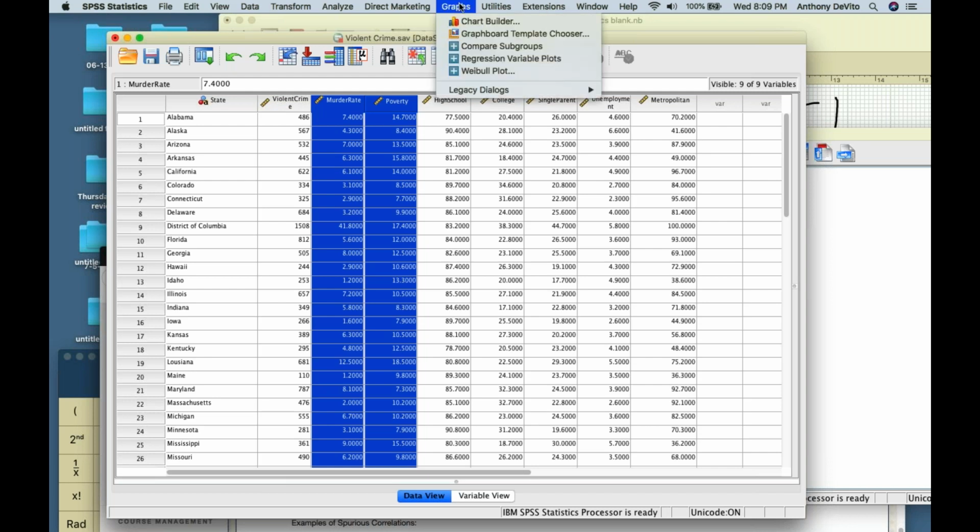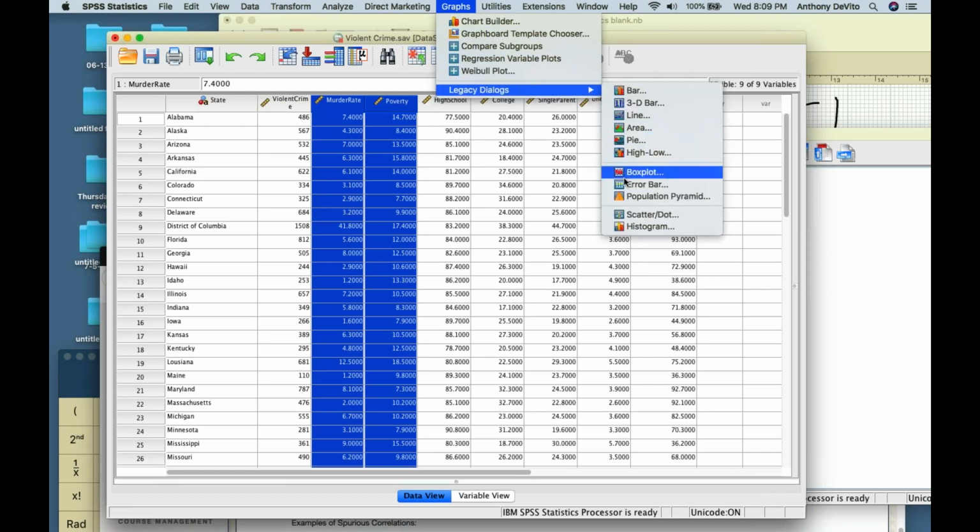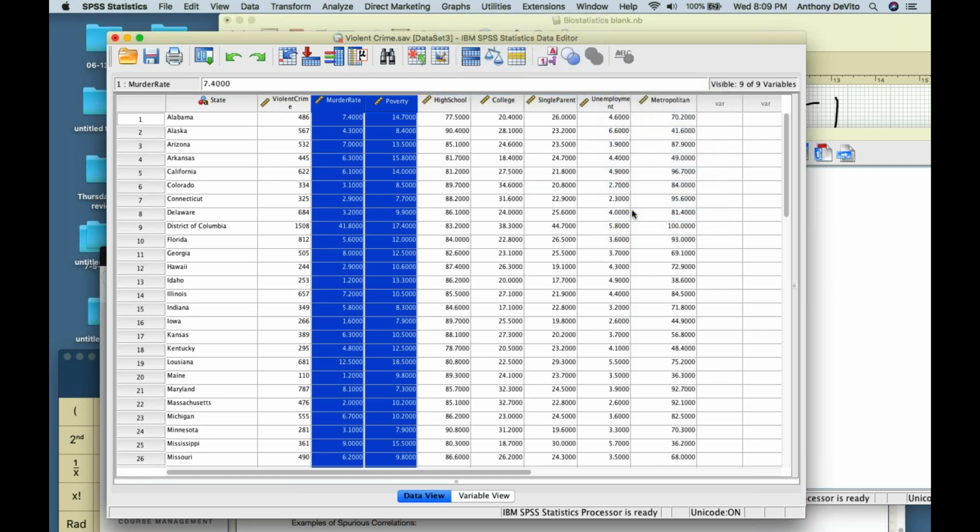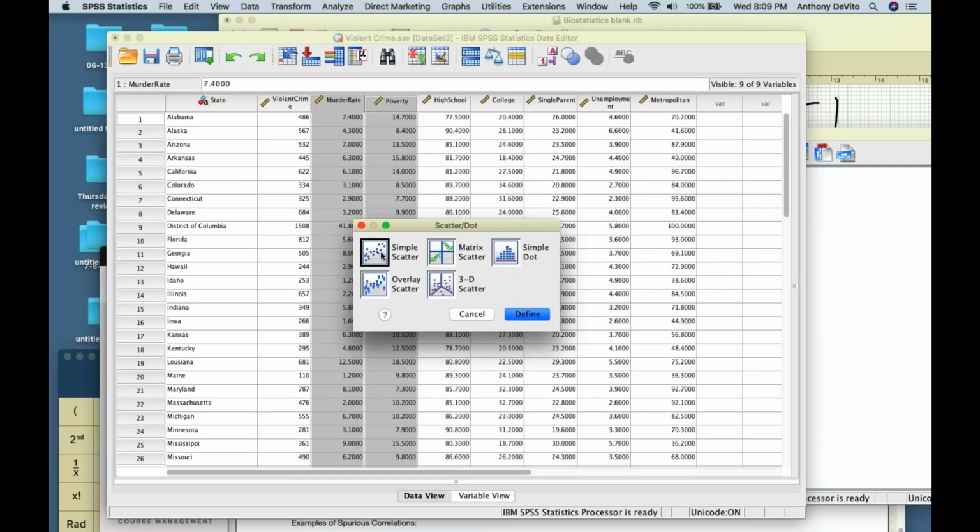Right? You guys agree with that? The graph, we want to do a scatter plot, right? Legacy Dialogs. Okay, do a scatter plot.